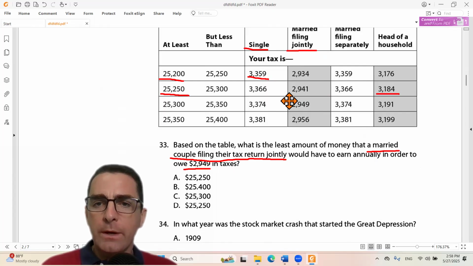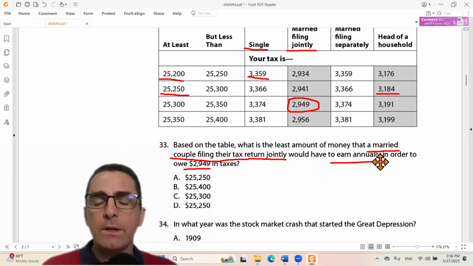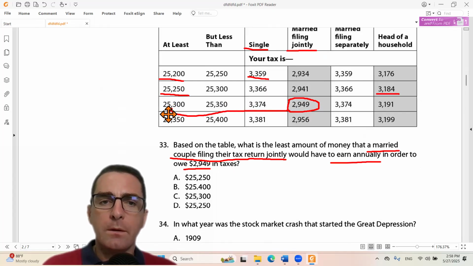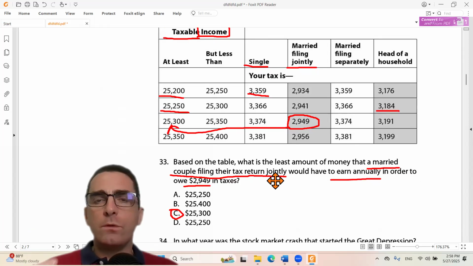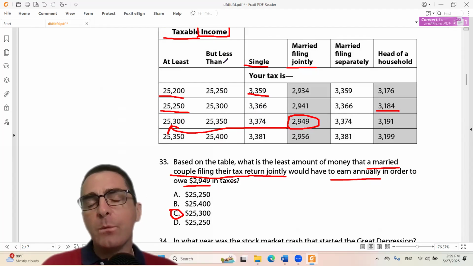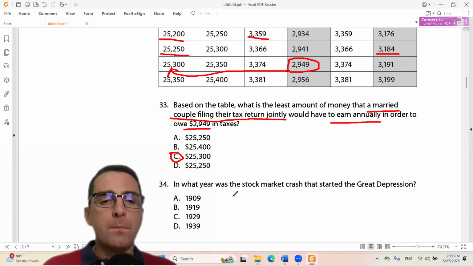Married couple filing jointly. And we have 2,949. Here's 2,949. So then what is the least amount of money that a married couple would have to earn annually, every year? So that means the least amount would be here, wouldn't it? That's the least amount they would have. So that's $25,300. So that is a clear answer. It's C here. Okay. Again, don't let these types of questions confuse you. Approach them rationally. Look for the key words, find the key words on the table, and then apply your genius. Okay? So we'll move on.